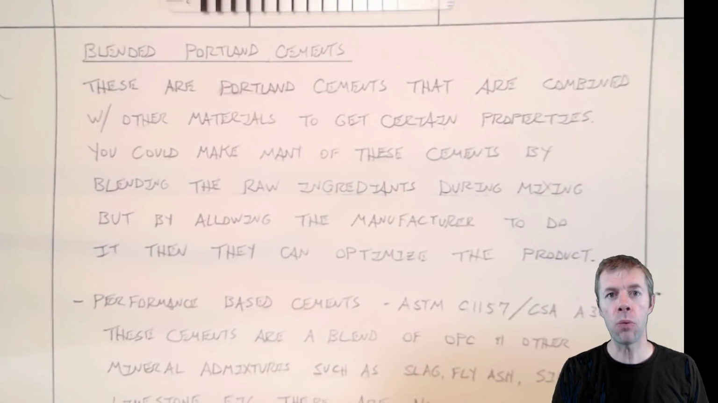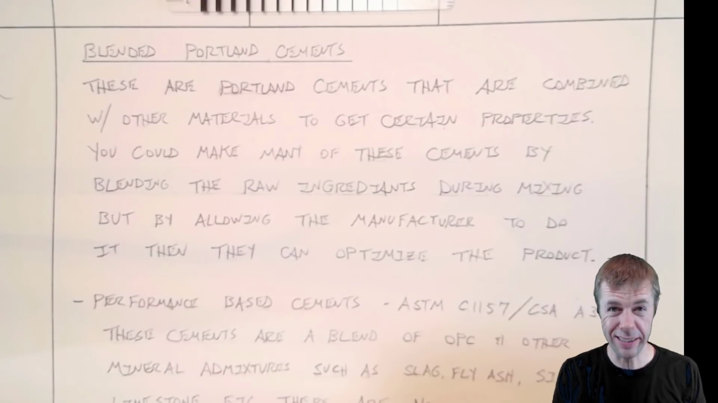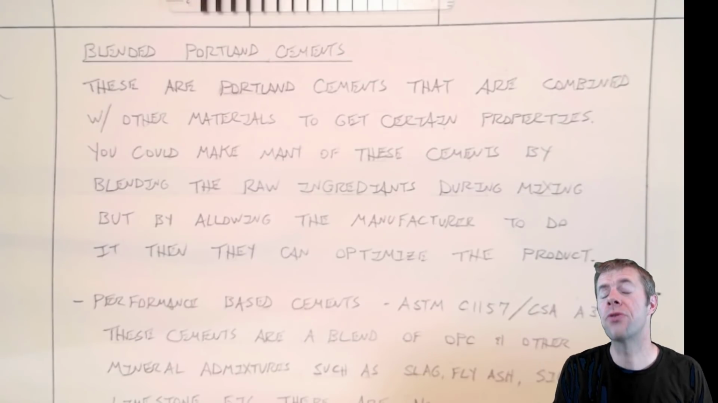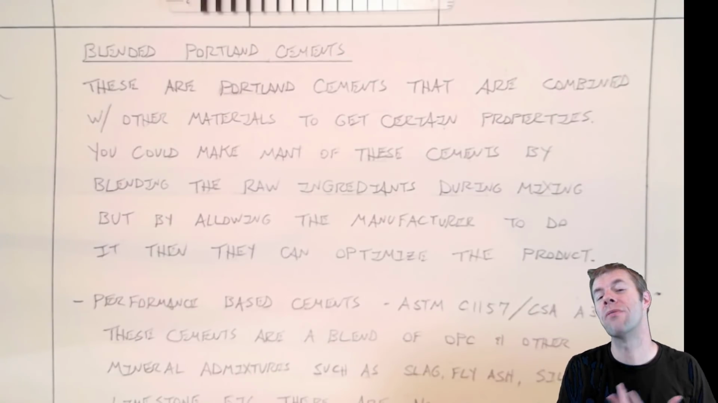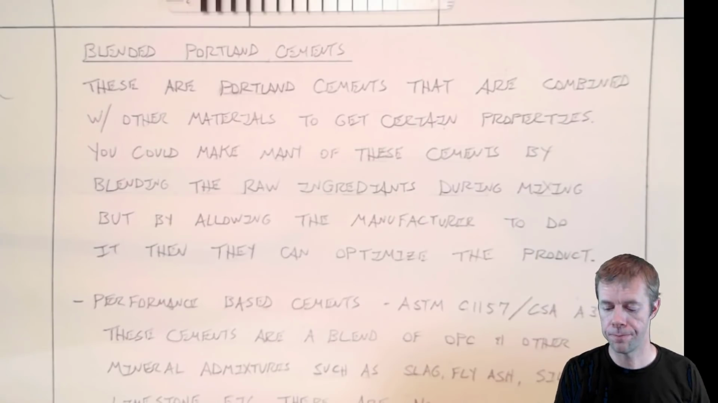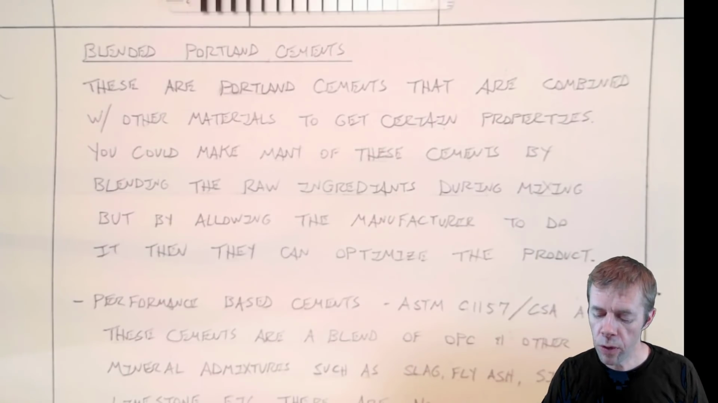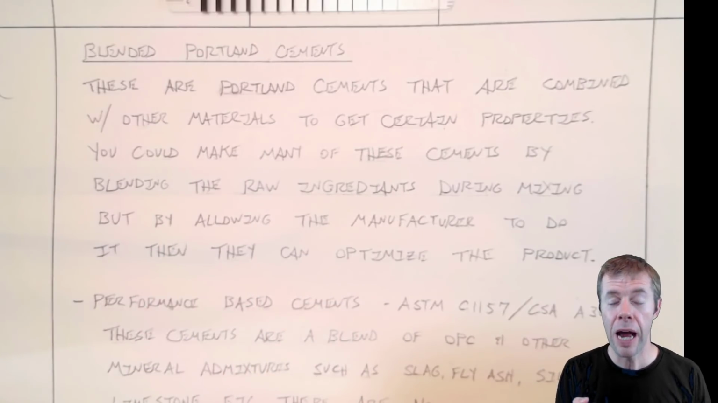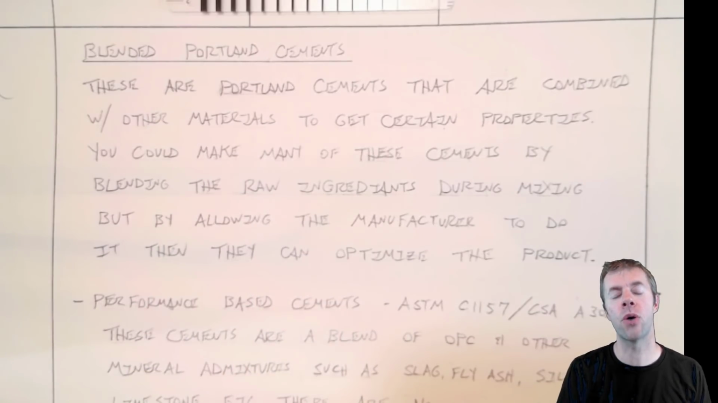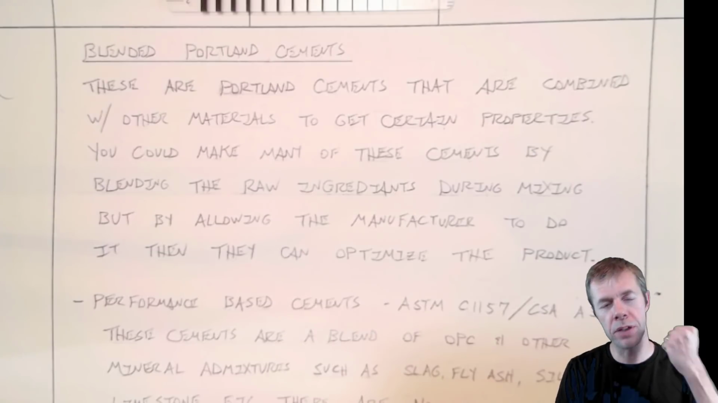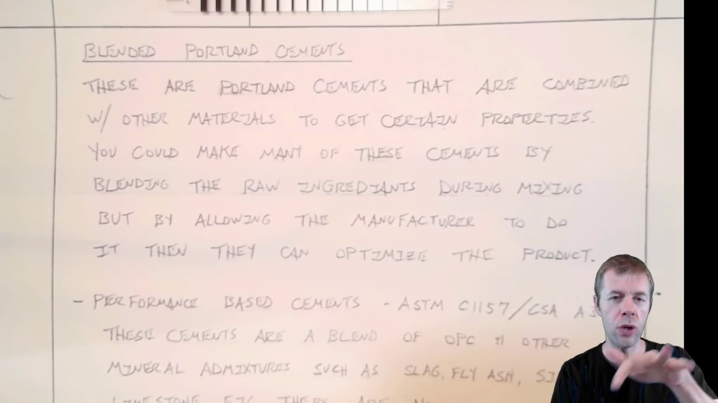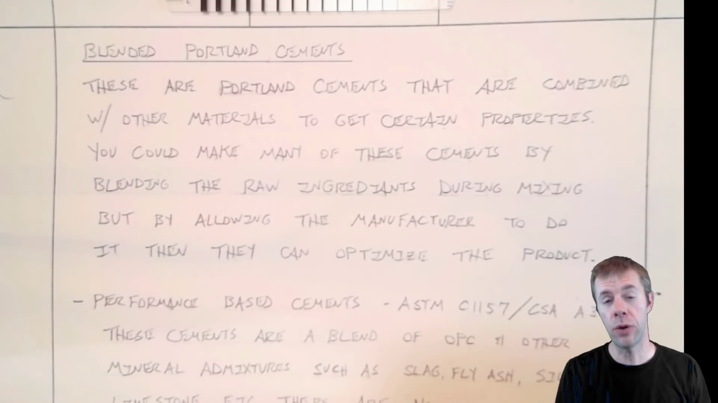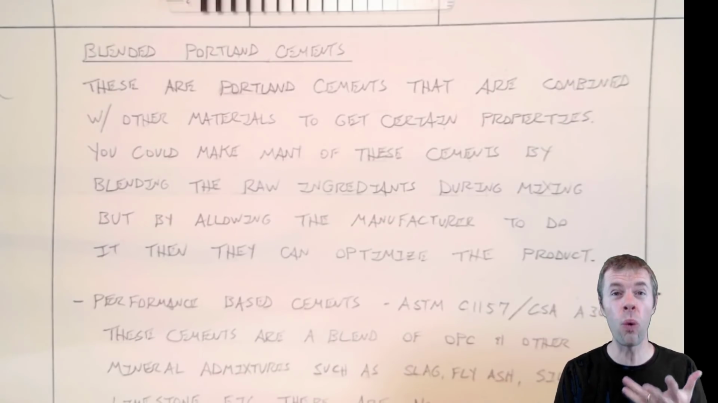The next thing that we'll be talking about is blended cements. This is Portland cement with some other stuff in there as well. So they're combined with other materials to try to get certain properties. And you could actually make these cements on your own. You could order up typical ordinary Portland cement, and you could have other additives that you could add to it, like fly ash, slag, silica fume. These are waste products from other industries.